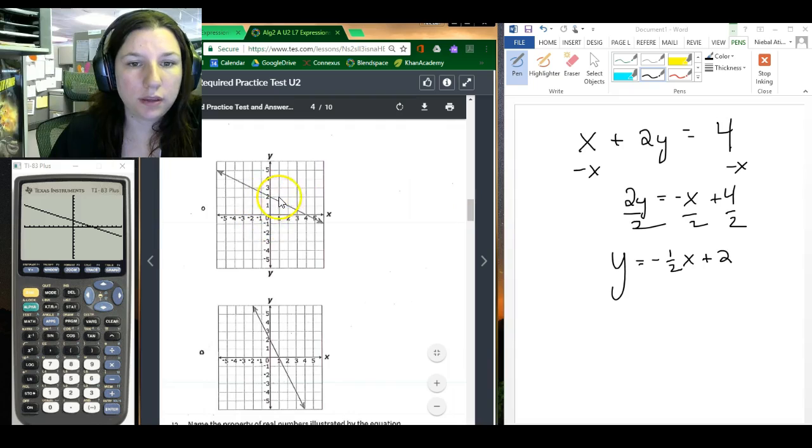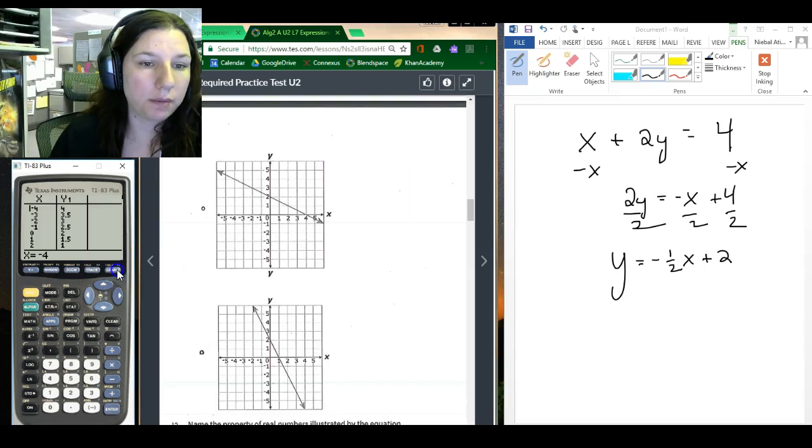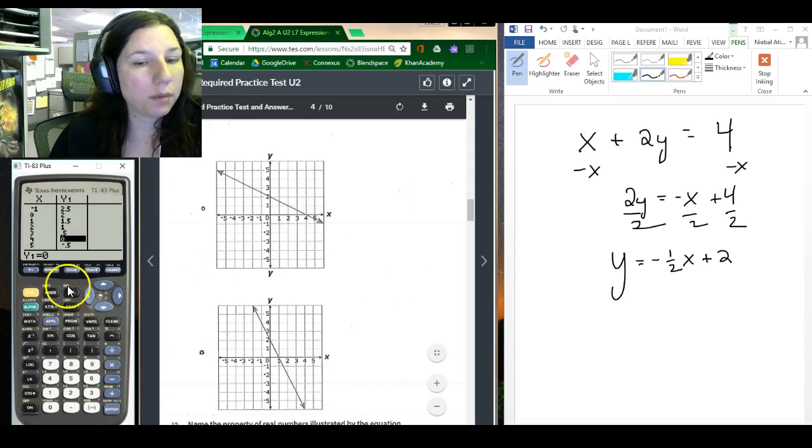You see that C is the choice that had the points (0, 2) and (4, 0). And if you're checking your graph, you can also press the yellow button and then press graph, and that will give you a table of points too. So when x was 0, y was 2. That matches here. And when x is 4, y is 0, that matches there as well. So a couple ways to do this.